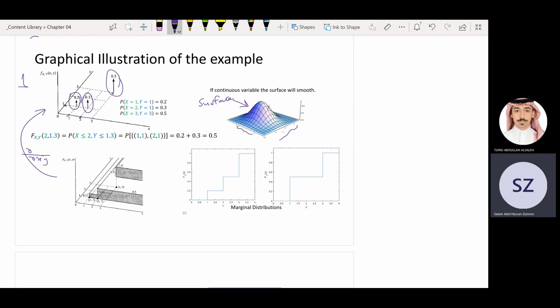This gives you a visualization of how the total probability is distributed among the different values of x and y, like what we talked about in 1 dimension, here in 3 dimensions. Again, you don't need to plot these things, but you need to understand their meaning. What is their meaning?